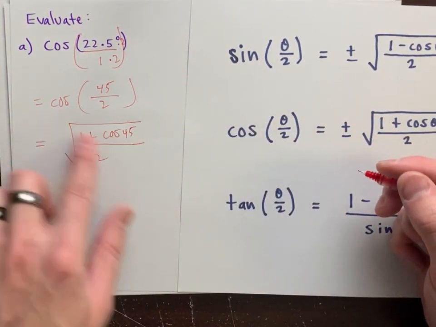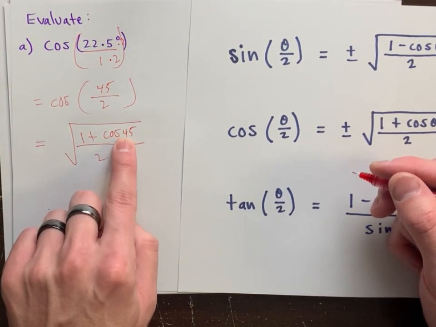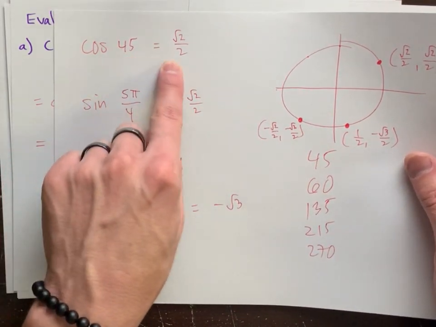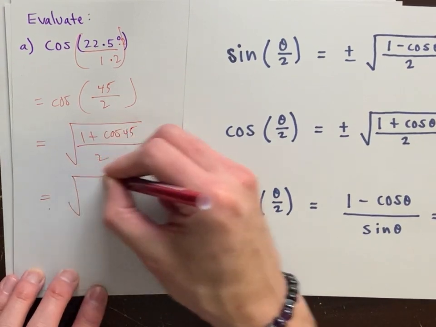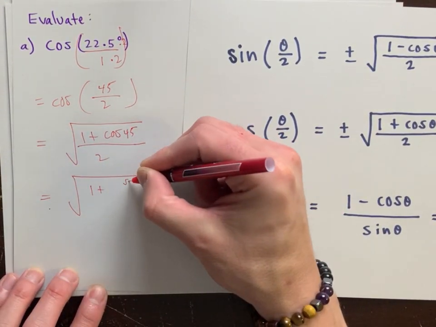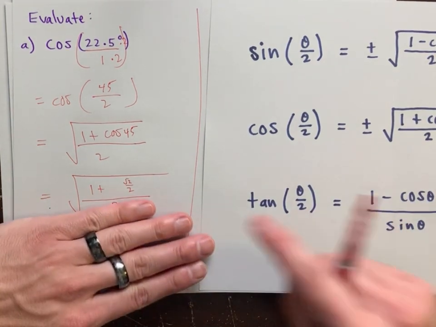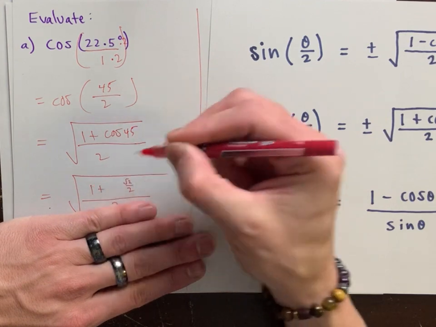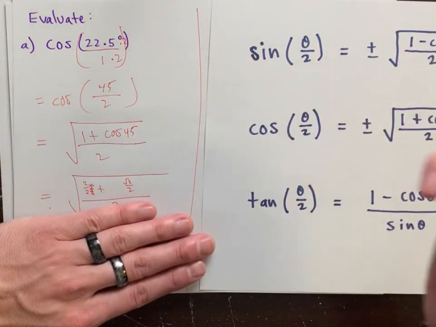And so how come this is better than these guys? Because I know what cosine of 45 is. We actually did it in the warm-up. Cosine of 45 gets replaced by square root 2 over 2. So this would equal 1 plus square root 2 over 2, all over 2. Now, if you focus here, if you get a common denominator, this 1 could become 2 over 2 instead of 1, because 2 over 2 is 1.